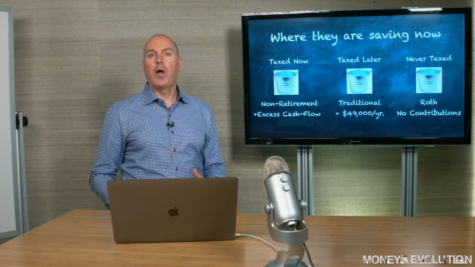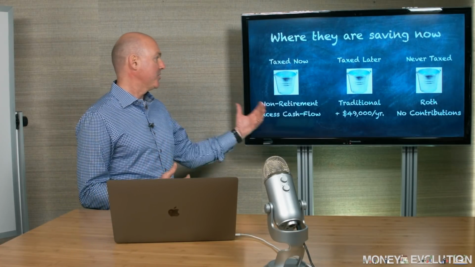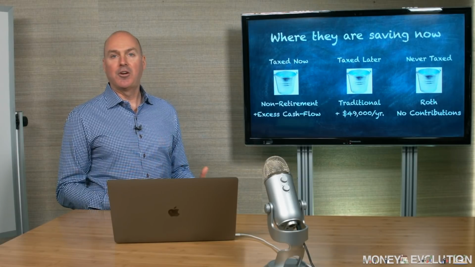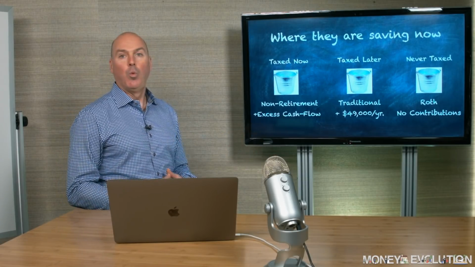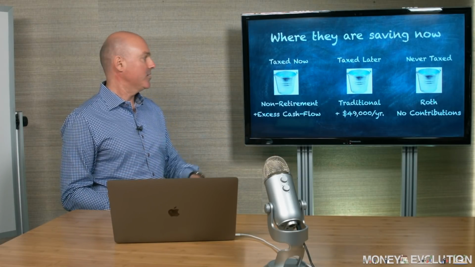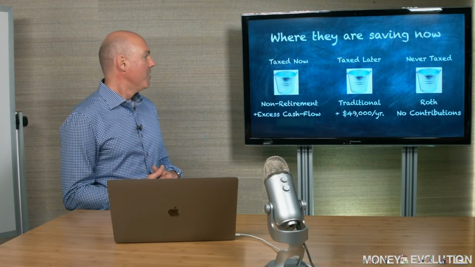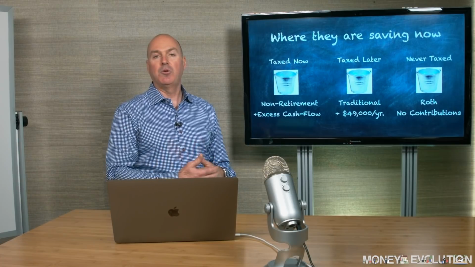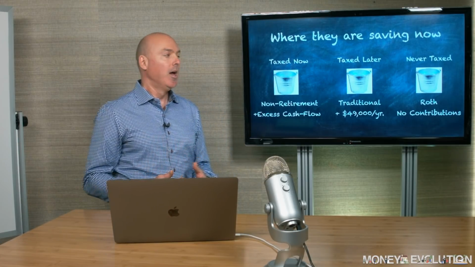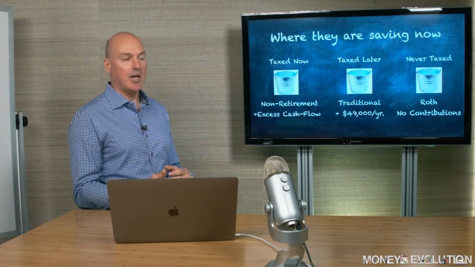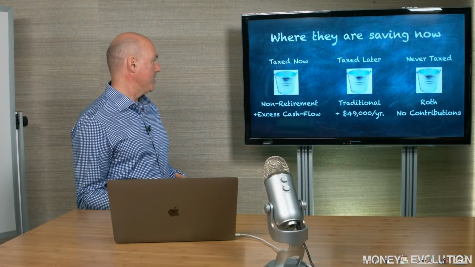Now let's talk about where their money is going. So we talked just in the last slide about where their money currently is. Here we're going to see where that money is going on an annual basis. We talked about their 401k contributions. George and Susan have $49,000 a year going into those traditional 401k accounts, and they're maxing those out according to the IRS rules for 2018.